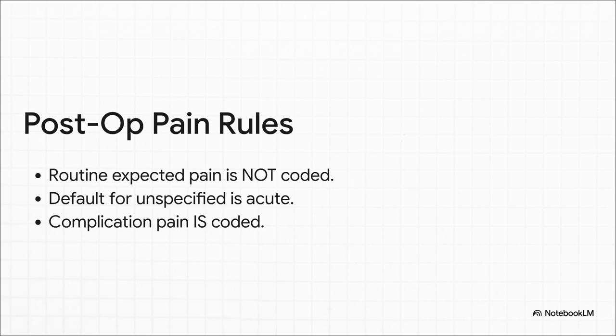Second rule. If post-op pain is documented but the provider doesn't bother to specify if it's acute or chronic, your default is always going to be acute. And finally, you only assign those specific G89 codes, like G89.18, when the pain is explicitly documented as a true complication, like, say, painfully infected wire sutures.